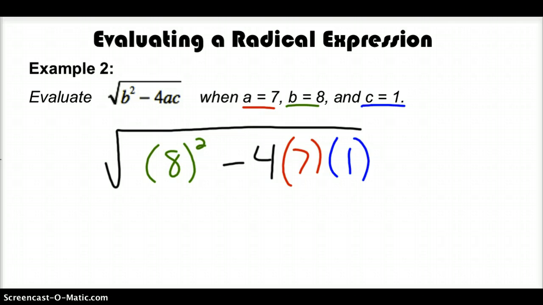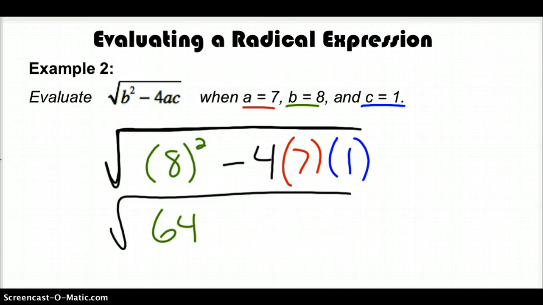Okay, and so let's go ahead and do the order of operations here. Again, this radical can be thought of as a grouping symbol, so we're going to do everything on the inside of that first using the order of operations. The first thing that we're going to do is the exponents, right? So 8 squared is going to give us 64. The next thing we're going to do is the multiplication going from left to right. So this is basically negative 4 times 7 times 1, which in the end is going to give us negative 28.